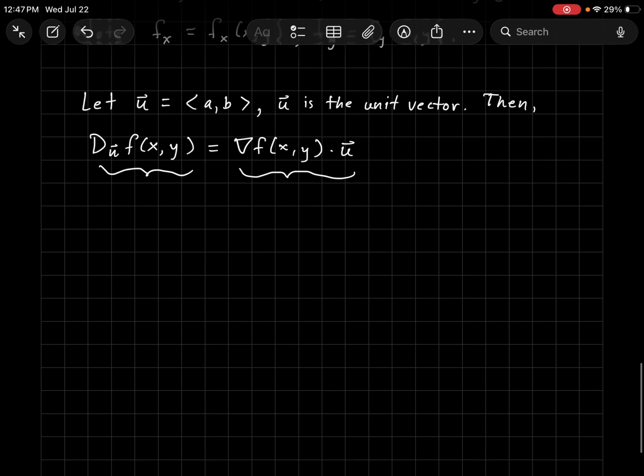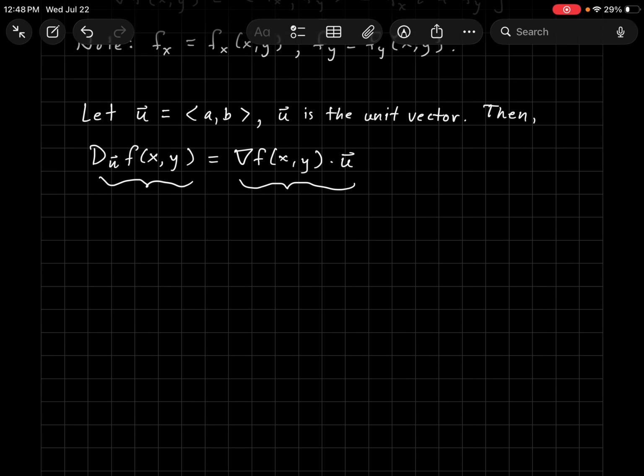Let's take a look at one example here. Suppose that f of (x, y) equals x squared y cubed minus 4y. And we want to find the directional derivative. I'll call it v, of f at the point, say, (2, -1), where v is going to be the vector (3, 4).